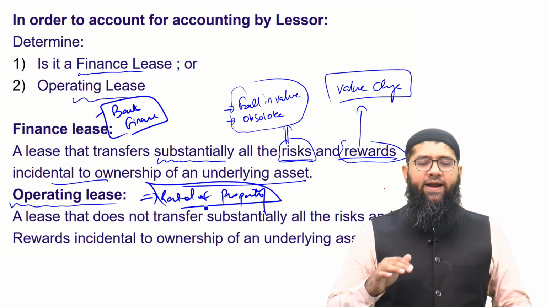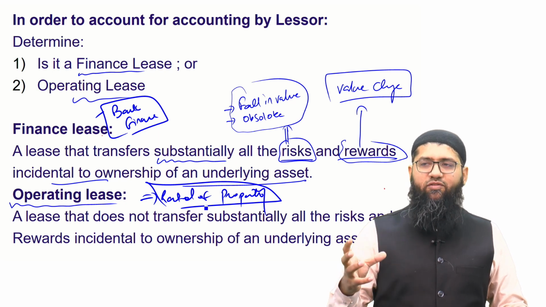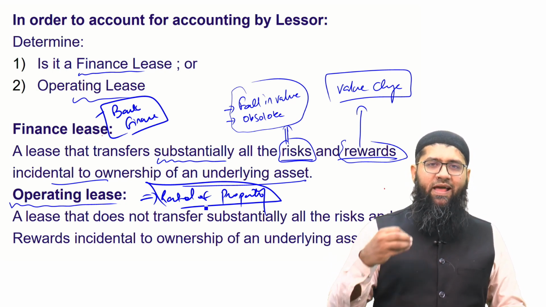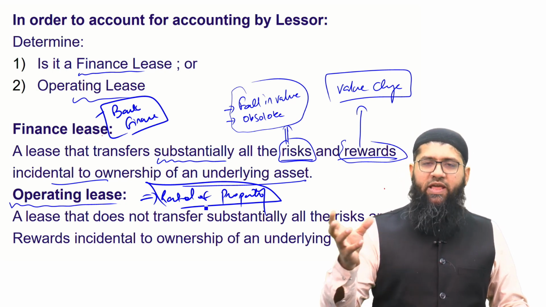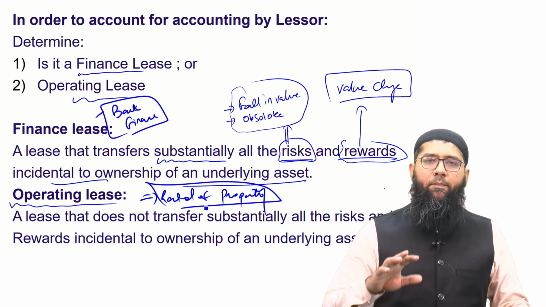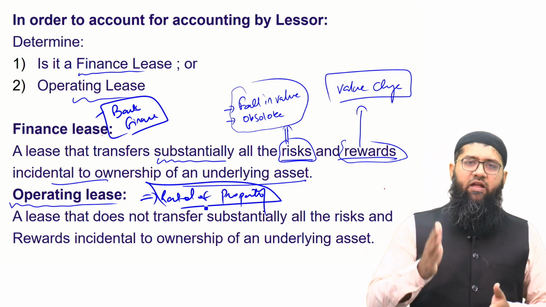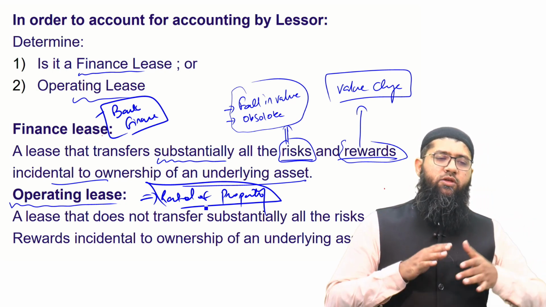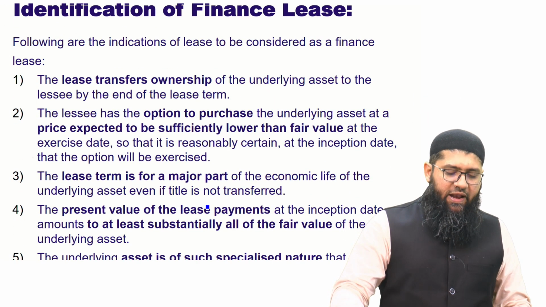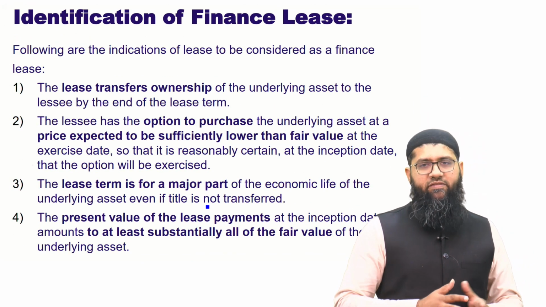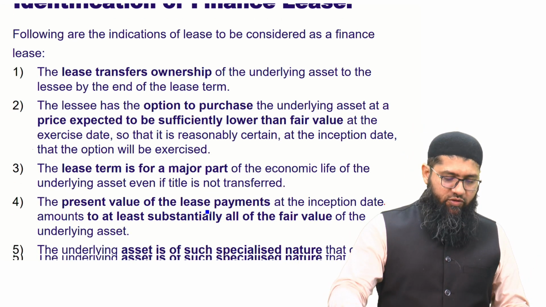Let me just guide you on this. If you have entered into a bank lease where ultimately you buy the asset and you pay the installments, that's an example of a finance lease. But if you have taken a property on lease, that's an example of an operating lease. Now, when we talk about the accounting for lessor, the starting point is that you have to determine if it's a finance lease or an operating lease. There is additional guidance with respect to finance lease and operating lease, and I'm going to discuss what exactly that additional guidance is.